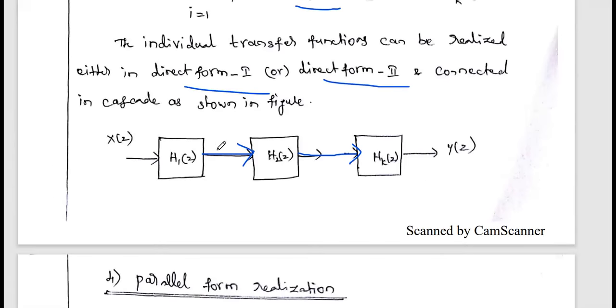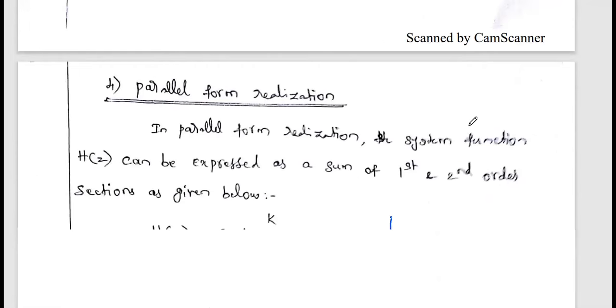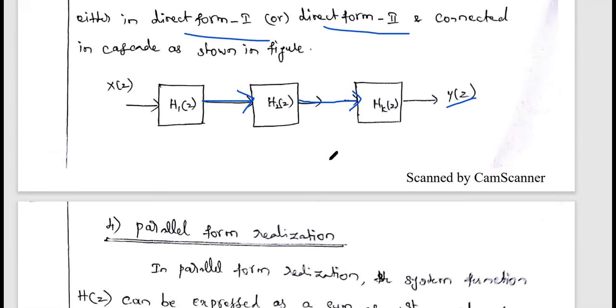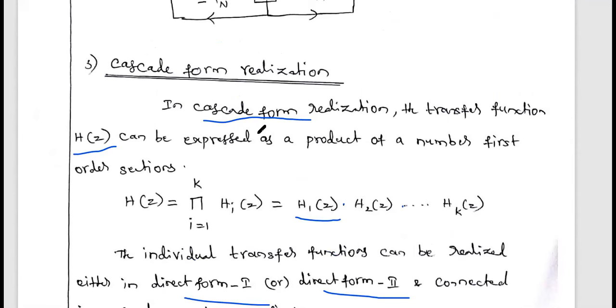But in cascade form, you see, the input is applied to only the first system. The output of the first system is given to the input of the second, the output of the second system is given to the input of the third, and the output of the last system is our overall output. But here, the input X(z) is given to all individual systems, and the outputs of all systems are added using an adder. That is our resulting output. So this is called the parallel form realization. These are all the four different realizations of our IIR system.